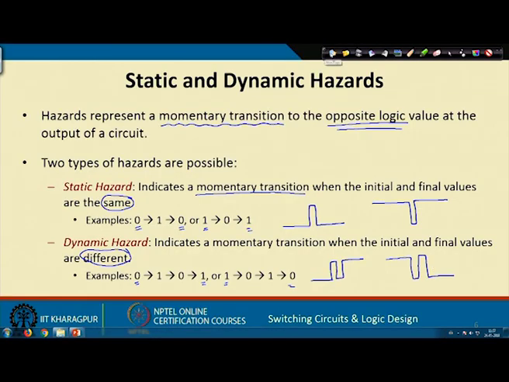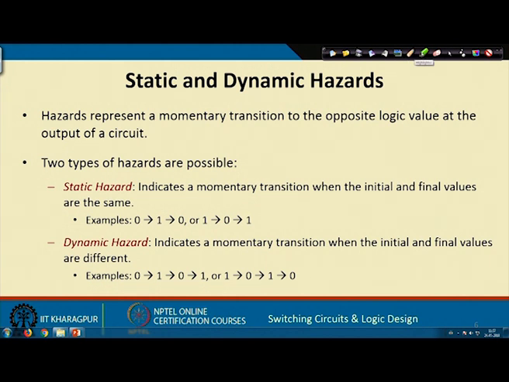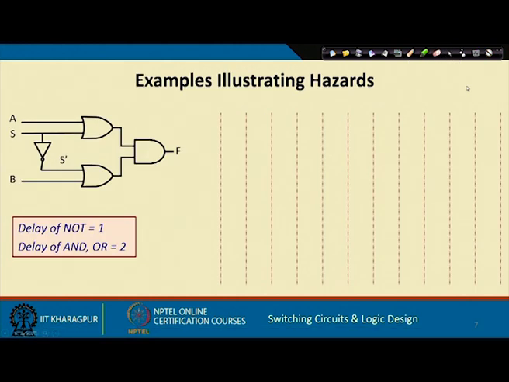So, let us take some examples to illustrate the occurrence of such hazards. Here we consider one example like this. This is a circuit comprising 4 gates. Let us assume the delay of the NOT gate is 1 and the delay of the other gates is 2 and 2.